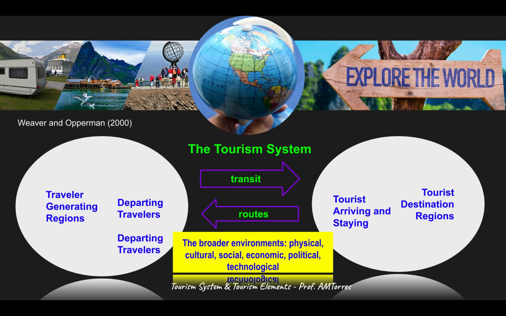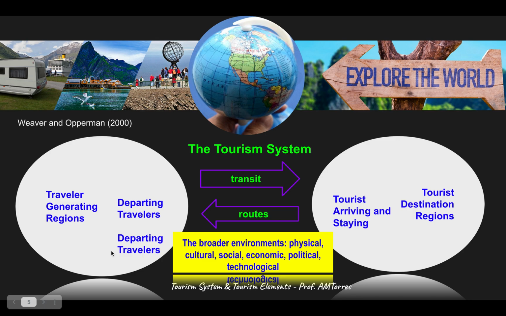If you see here that in the travel generating region, which is the same as the previous model, there are departing travelers. There are already two departing travelers. And in the tourist destination region, there are tourists arriving and staying. Okay, so how do we understand that? Now, to make it simple, let's take a look first at the traveler generating region. In this traveler generating region, we see that there are two departing travelers.